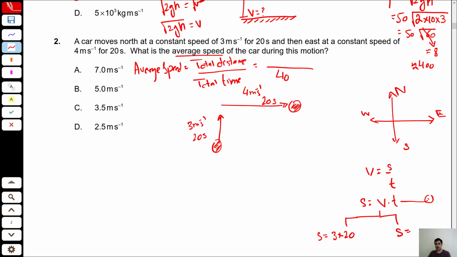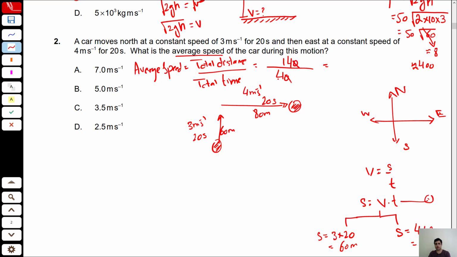For the second case, which is traveling due east, the speed is 4 and the time is also 20. So 4 times 20. This will give us 80 meters, and the other will give us 60 meters. So we have to add them together. This distance is 60 meters, and this distance is 80 meters. If you add them together, 80 plus 60 is 140.